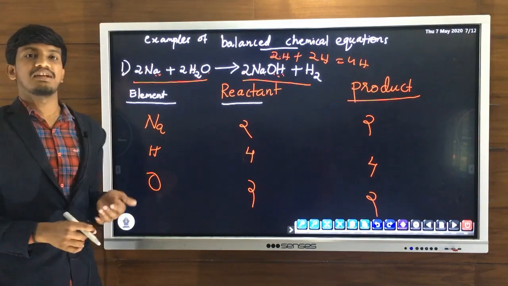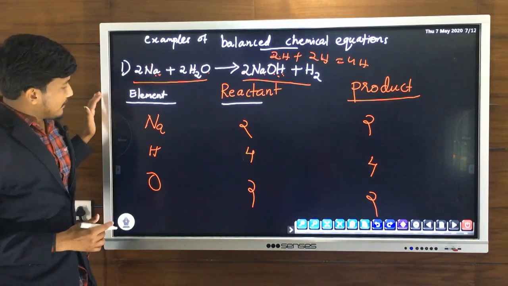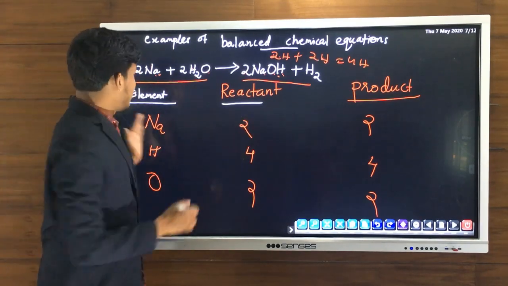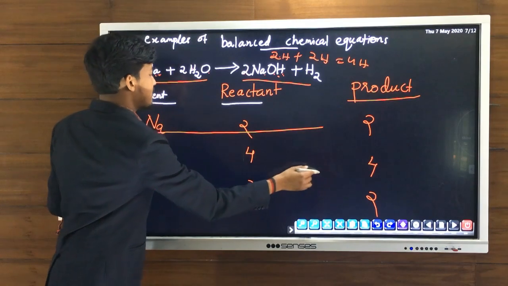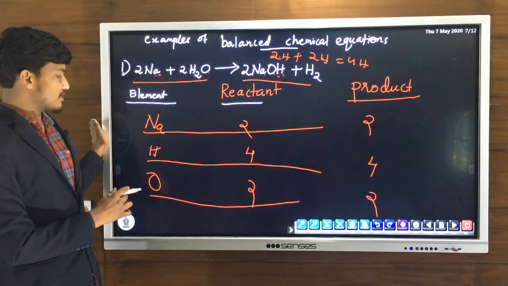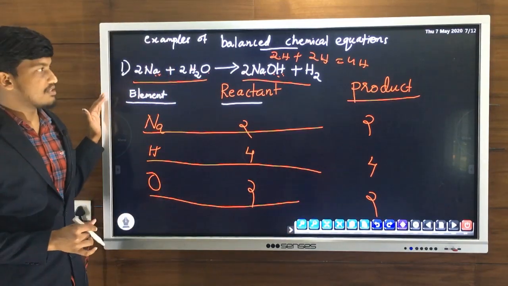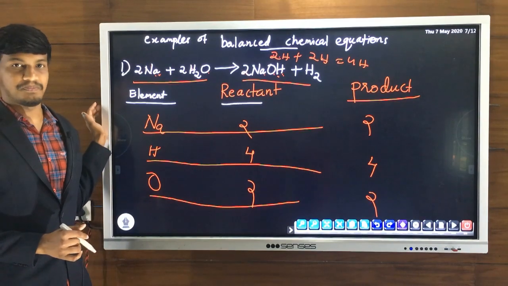So like this we can count the number of atoms on both the sides. We can see that there are equal numbers of atoms: 2 sodium atoms on both sides, 4 hydrogen atoms and 2 oxygen atoms on both the sides. So it is a balanced chemical equation.